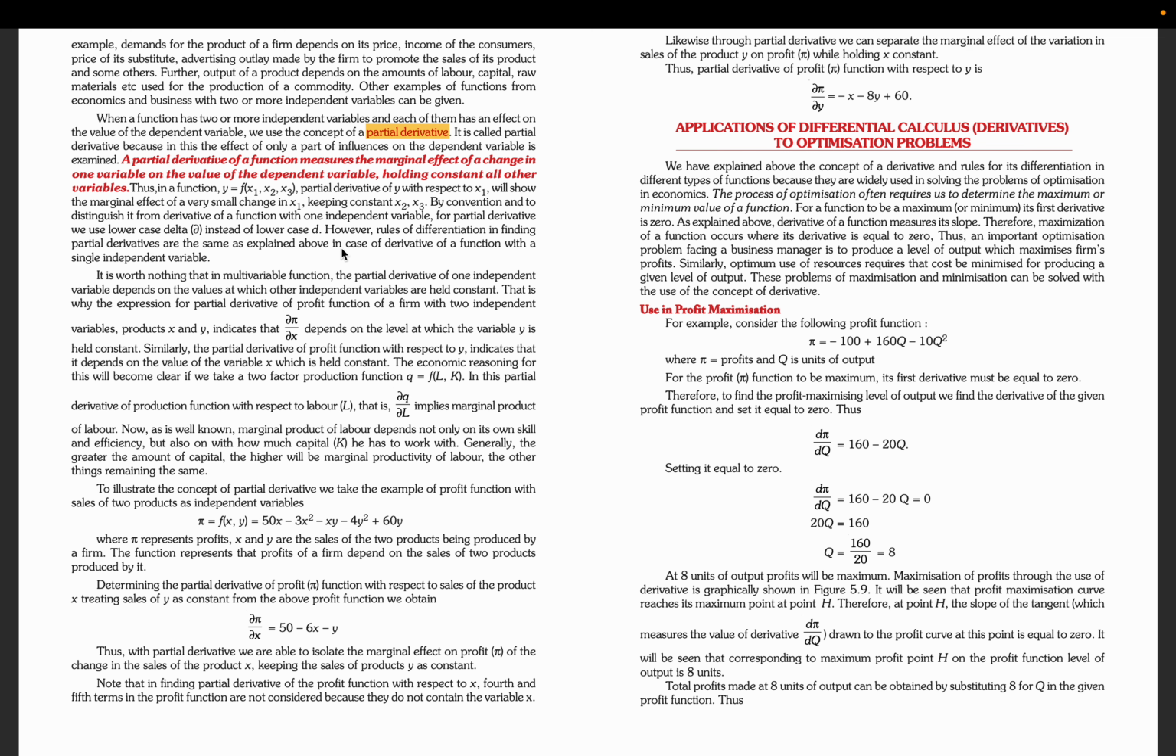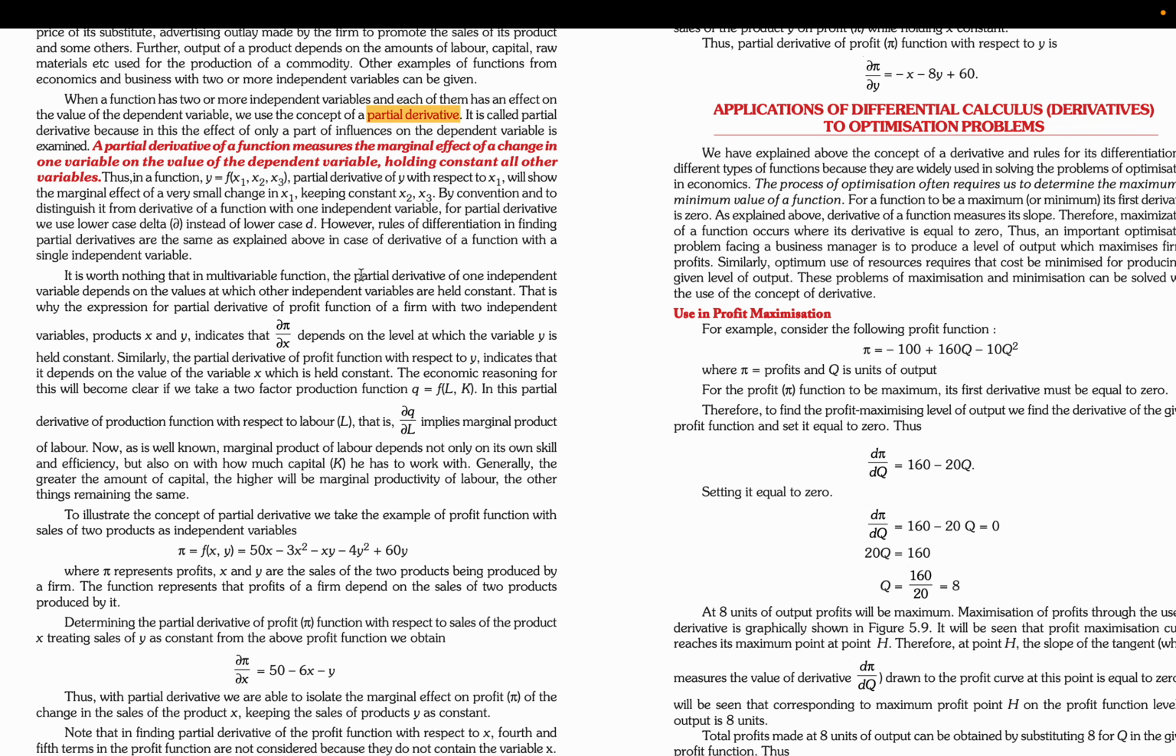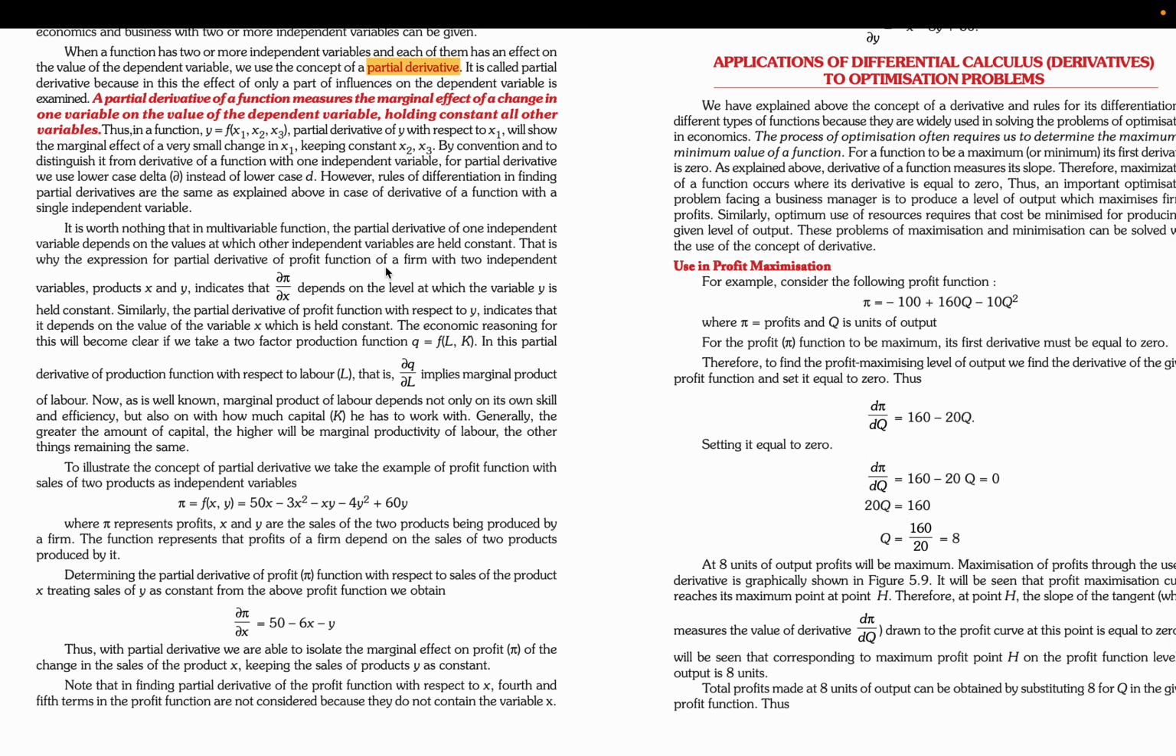It is worth noting that in a multivariable function, the partial derivative of one independent variable depends on the value at which other independent variables are held constant. That is why the expression of the partial derivative of the profit function of a firm with two independent variables, products x and y, indicates that d pi, which is the profit, with respect to x, depends on the level at which the variable y is held constant.